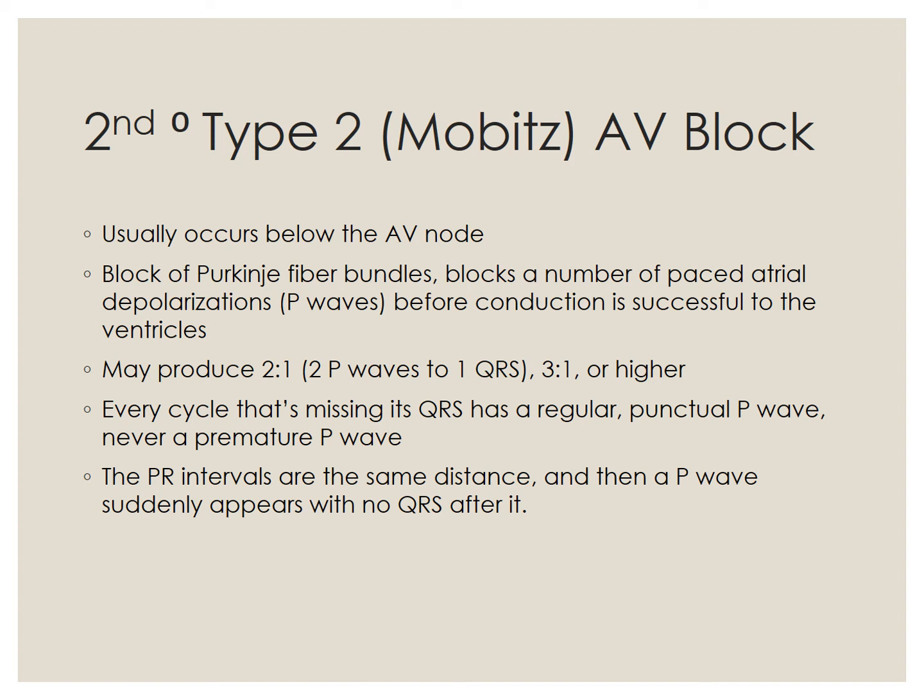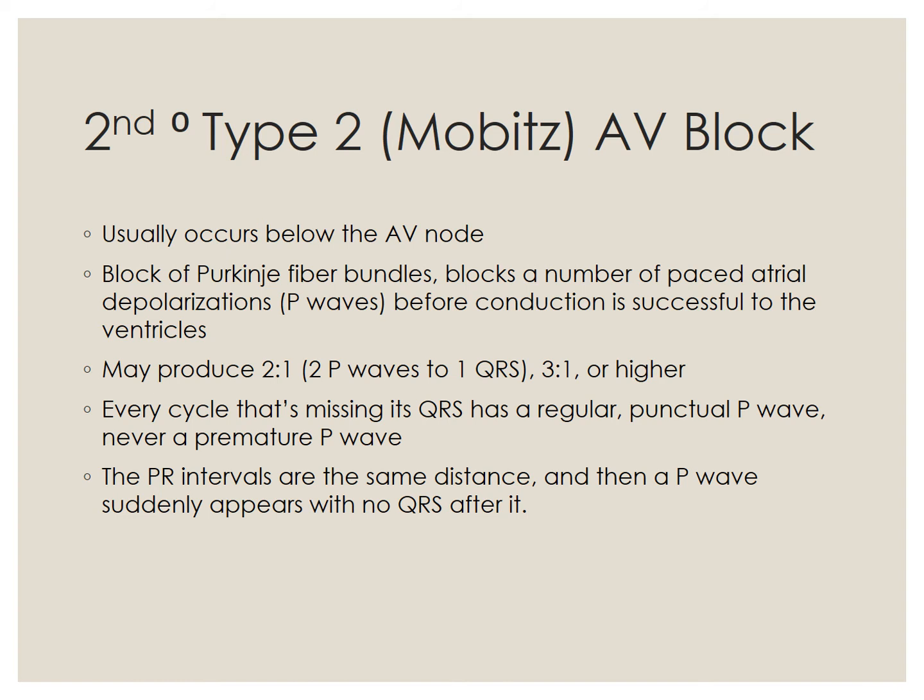With Mobitz, which is your type 2, every cycle that's missing its QRS has a regular punctual P wave, never a premature P wave. The PR intervals are the same distance, and then a P wave suddenly appears with no QRS after it. When the PR intervals measure the same, they are constant or fixed, is how we say they are. This is caused by disease of the left coronary artery, acute myocarditis, aortic valve disease. Those are some of the reasons.